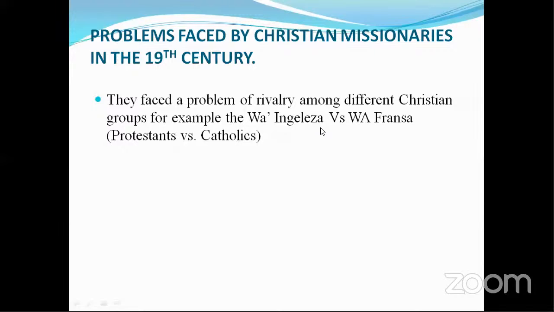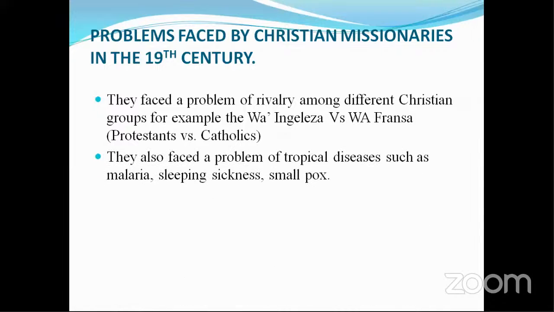Yes, now we are moving over to point number 2, and there it is. They also faced a problem of tropical diseases, such as malaria, sleeping sickness, smallpox, and all that.